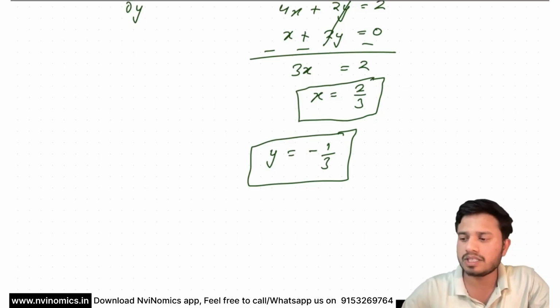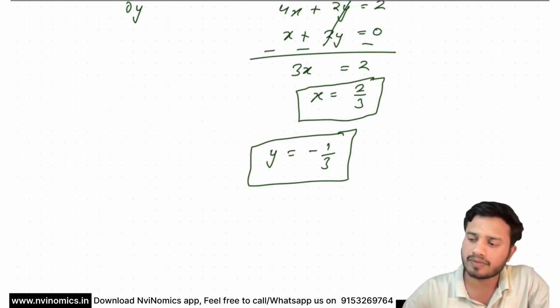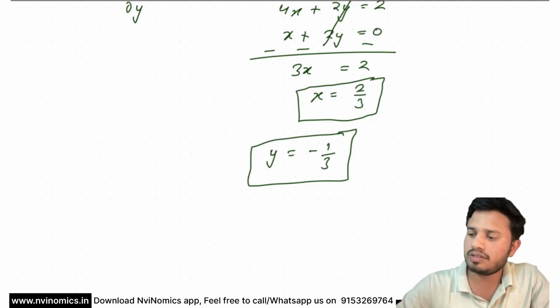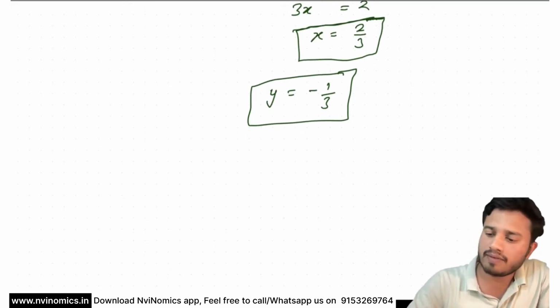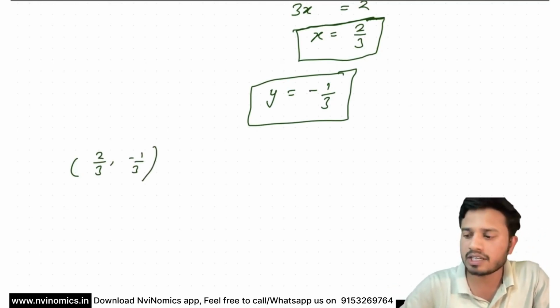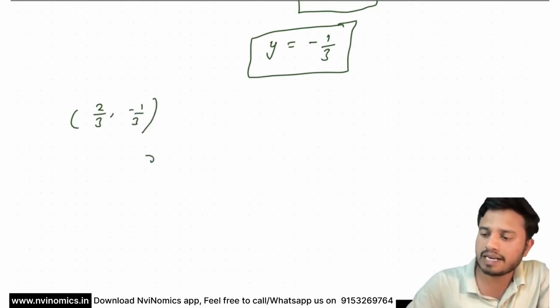Don't ignore these small steps. So x or y. We have a critical point, it is 2 by 3 and minus 1 by 3. So this is our critical point. Now we have to find r.